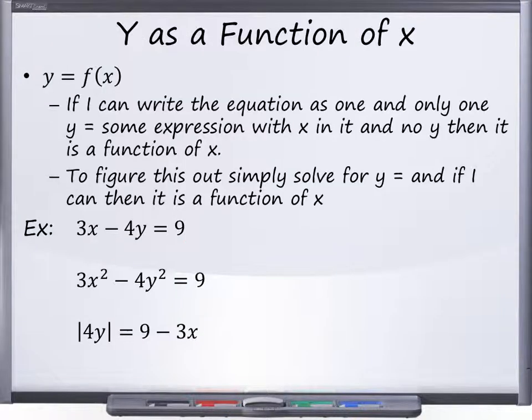Alright, so now y is a function of x. Y is a function of x if you can write it as a single y in terms of a function. Okay, so for our first one, I will subtract the 3x. So I have -3x. I'm also going to divide it by this -4, plus 9, which is also divided by that -4.